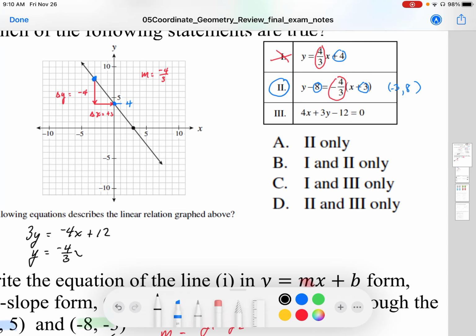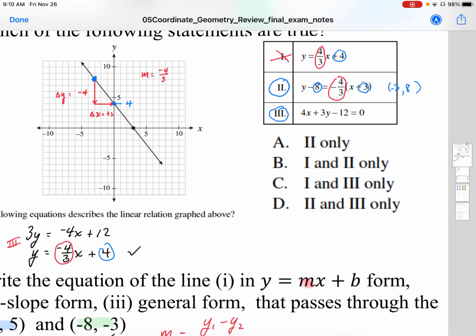So I get a slope of negative 4 over 3. That matches, and I get a y-intercept of 4. So that looks like it's correct. Based on just converting it into y equals mx plus b, it does give us the right slope and the right y-intercept. So there's my b, and there's my slope. This is 3.